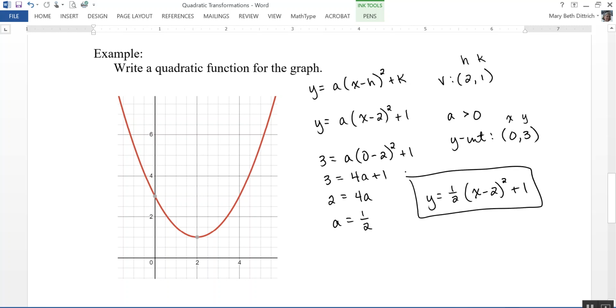So in this video, we took a look at transformations of quadratic functions, what the values of a, h, and k do to the basic parent graph of the quadratic function y equals x squared. We did one example of graphing and describing those translations, and then we were able to write the quadratic function given a graph.